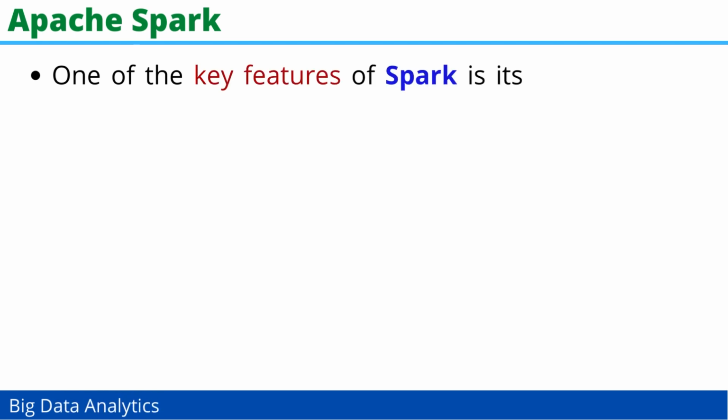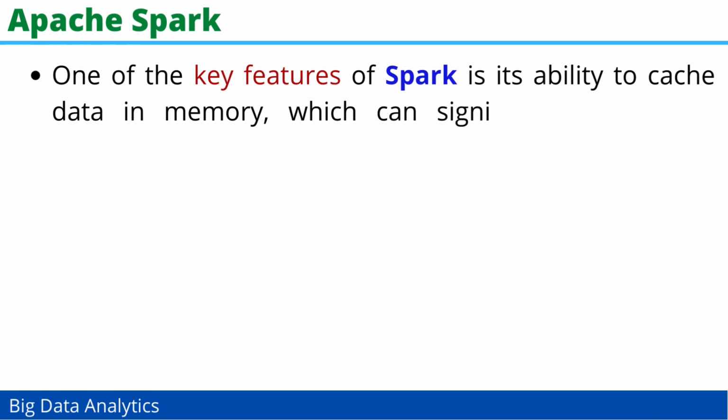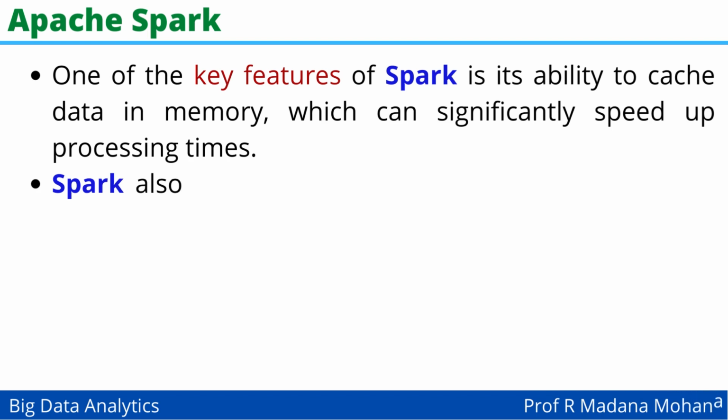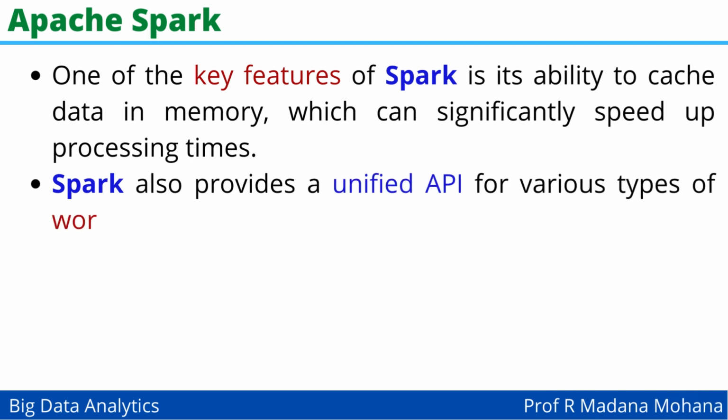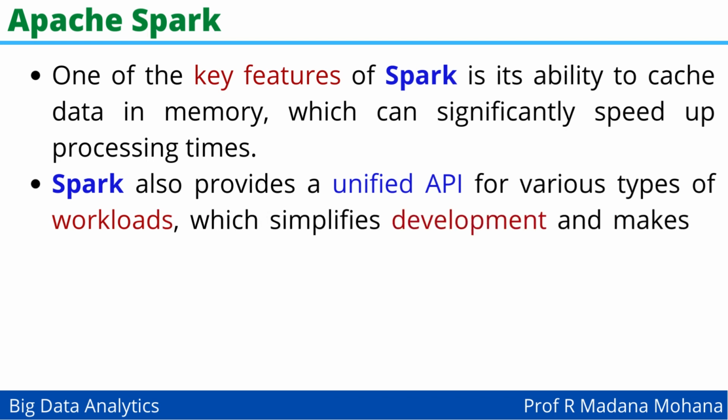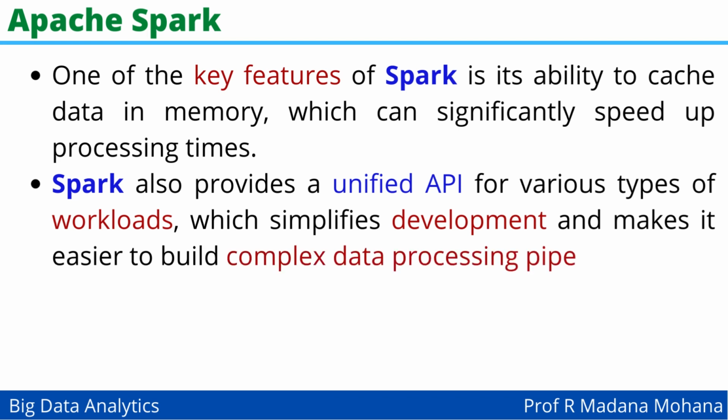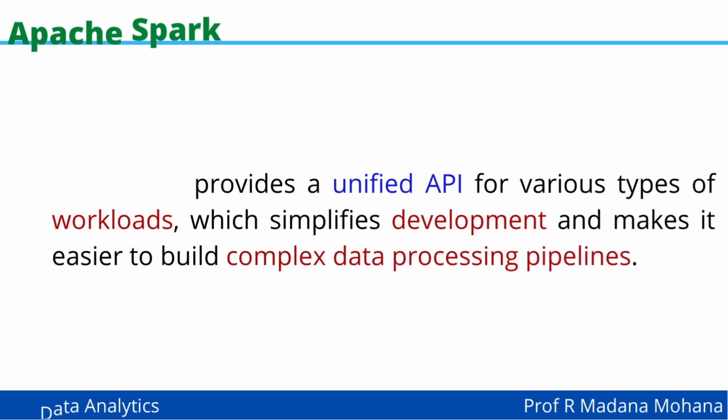One of the key features of Spark is its ability to cache data in memory, which can significantly speed up processing times. Spark also provides a unified API for various types of workloads, which simplifies development and makes it easier to build complex data processing pipelines.